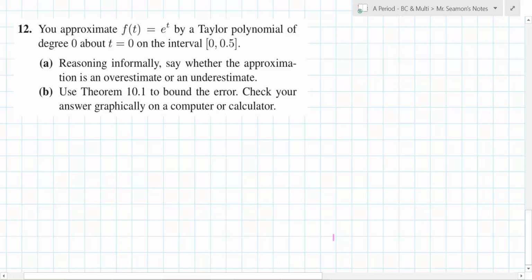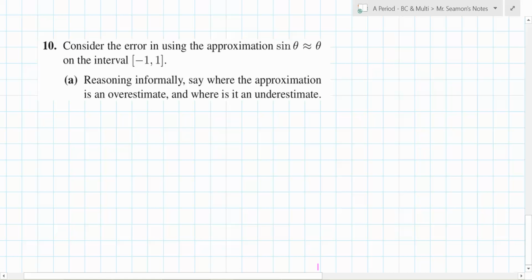So it says, use Taylor's theorem to bound the error. It asks, use the Taylor polynomial of degree 0. It tells you the degree. So then, the approximation is sine theta is equal to theta, from -1 to 1.